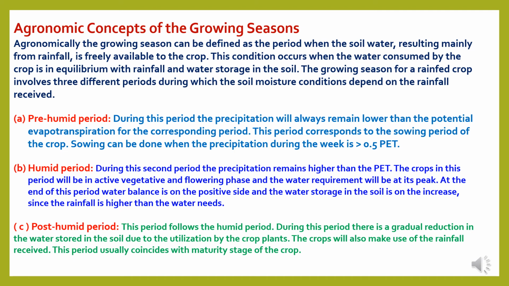Third is post-humid season. This period follows the humid period. During this period, there is a gradual reduction in the water stored in the soil due to the utilization by the crop plants. The crops will also make use of the rainfall received. This period usually coincides with maturity stage of the crops.